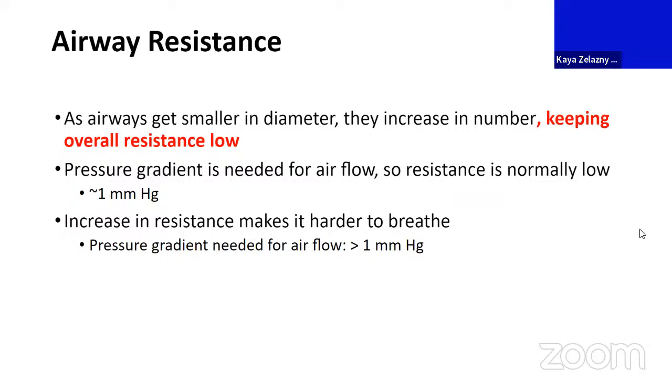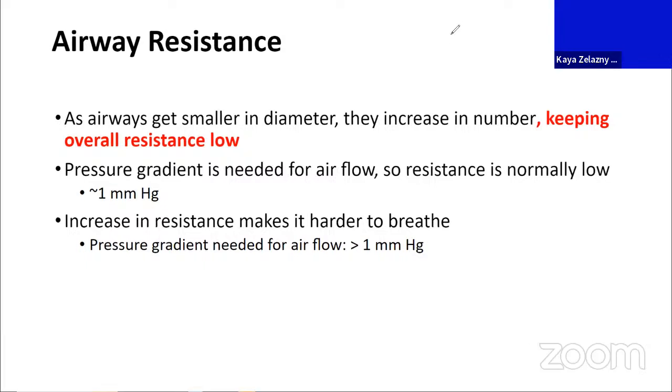So compliance can affect how hard it is to breathe, right? Low compliance means it's harder to breathe because you need more pressure. You need to work harder to create enough pressure to expand the lungs enough to breathe in. The other thing that can affect how hard it is to breathe is resistance, okay? So that gets back to our flow rule, right?